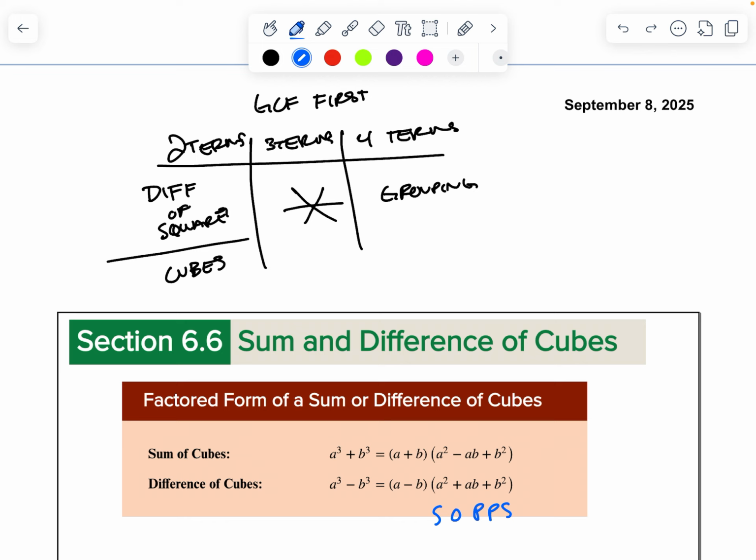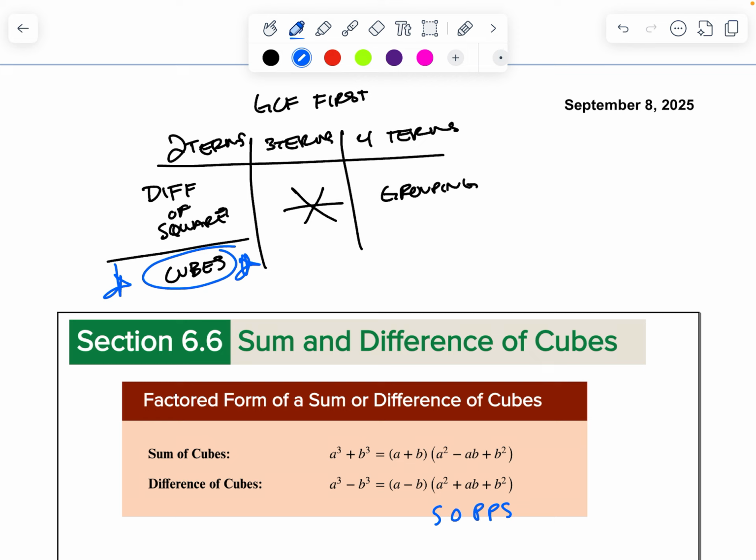If you haven't already watched the other videos, you should go back and watch the video that had GCF, grouping, star method, and difference of squares. We've done all those. If you have two terms and it hasn't fallen into one of those categories, you're hoping that it falls into cubes. That's what this lesson is going to focus on: factoring things that are cubes.